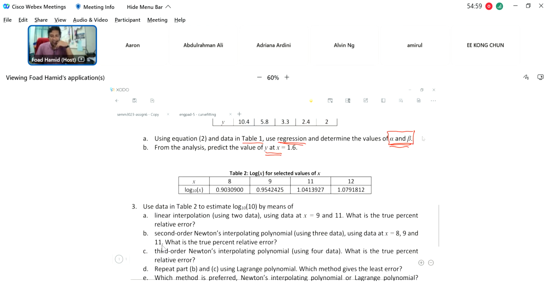So let's do this. All right, so this is the error. Because we do not know the actual point, we just interpolate, and this is what we get: 0.997 instead of 1. So this is Newton divided difference. If you look at the question, it asks for linear interpolation using data at x equal to 9 and 11. What is the true percent relative error? So this is what we get.